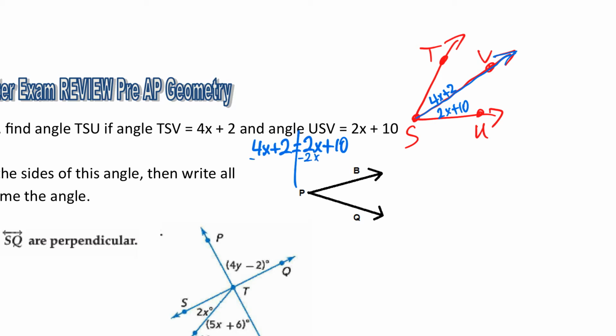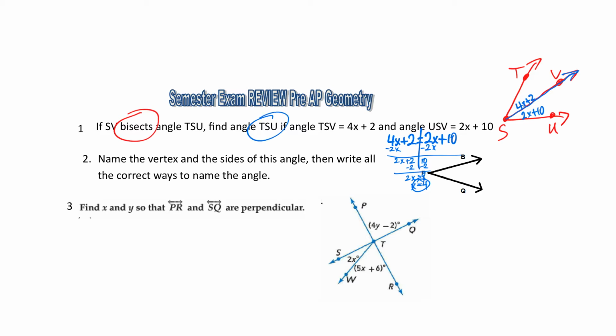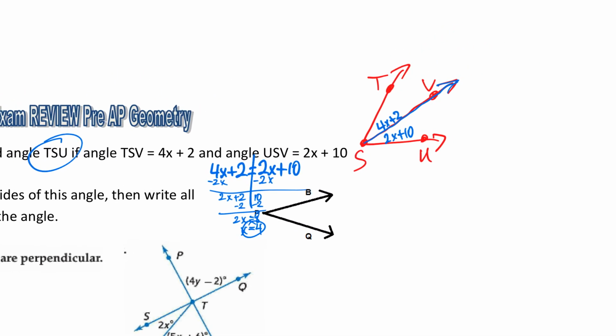So just quickly subtract 2x. That gives us 2x plus 2 equals 10. Subtract 2. 2x equals 8, which means x equals 4. All right. Now x equals 4, but this says find angle TSU. So we've got to plug that back in. If I take 4 and plug it in here, what's 4 times 4? 16. And 16 plus 2? So this is 18 degrees.